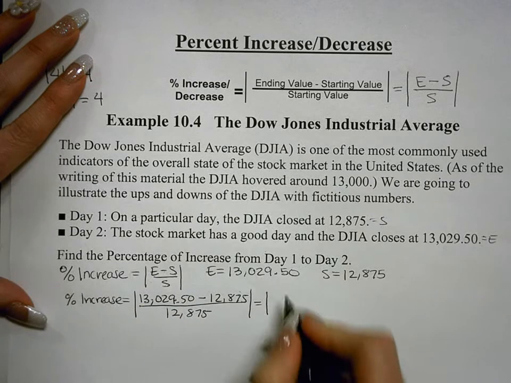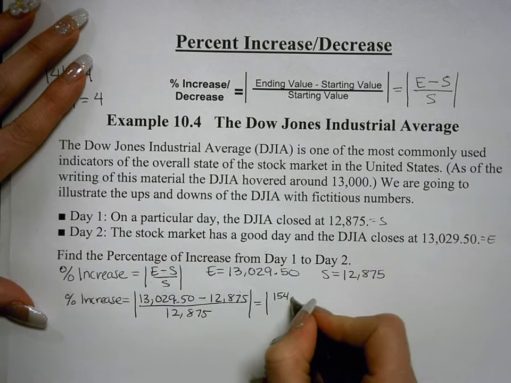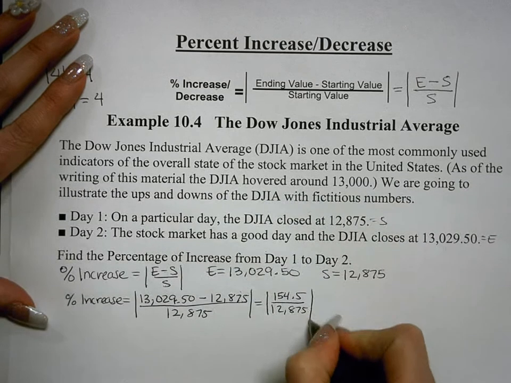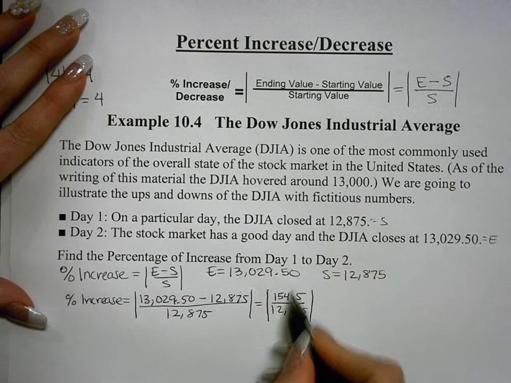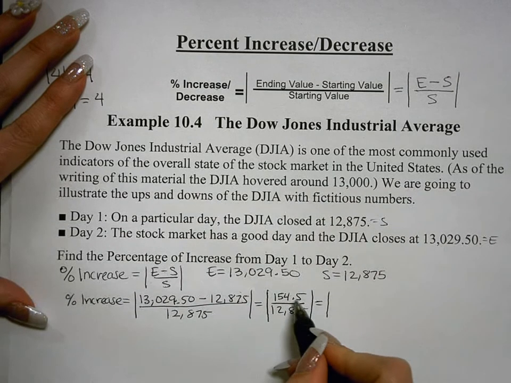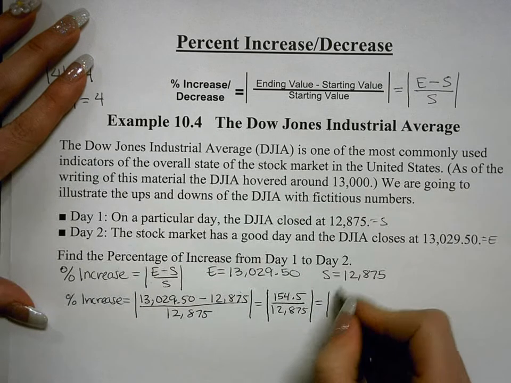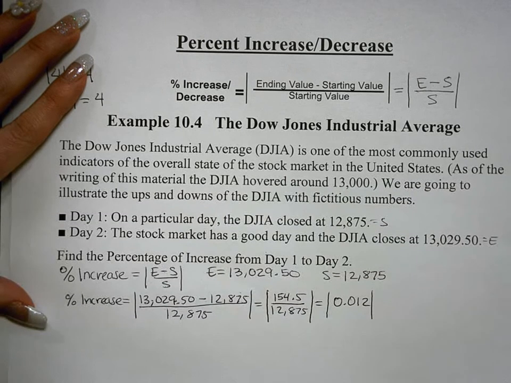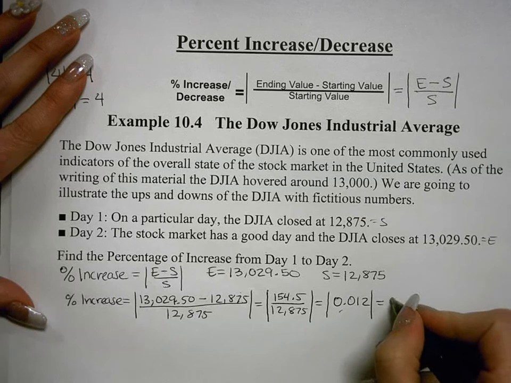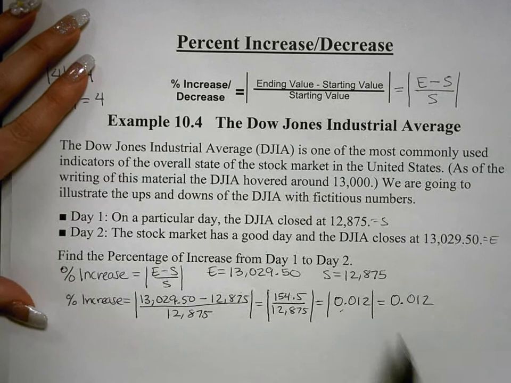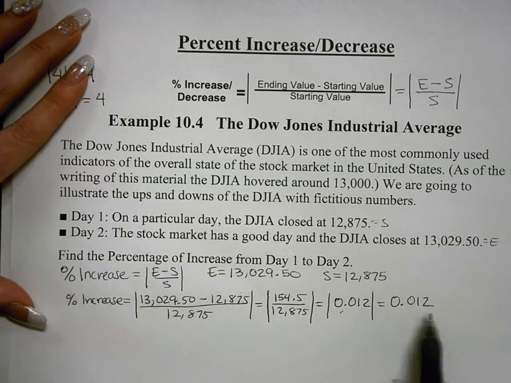What this ends up being is 154.5 divided by 12,875. When I do this division, what I end up with is the absolute value, 154.5 divided by 12,875, ends up being 0.012. Then I just take the absolute value of this number, and it's already positive, so I really am just going to rewrite that same number, 0.012. And this is what our percent increase is in the form of a decimal.